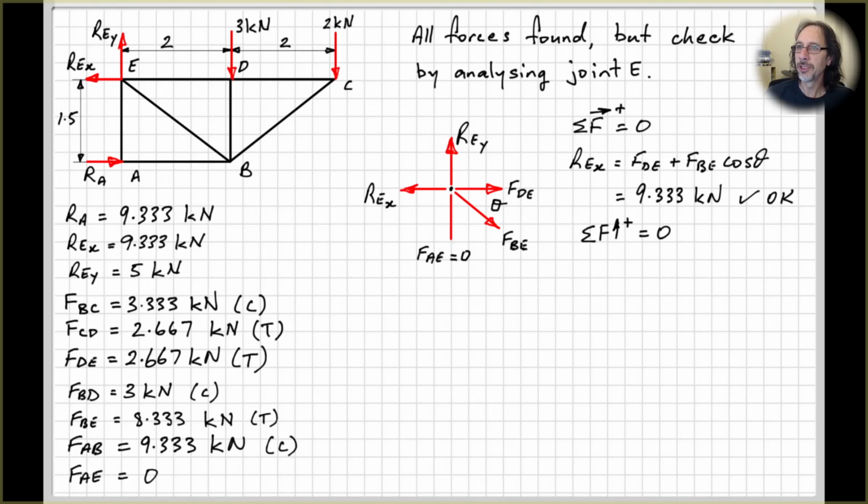Then the sum of the forces in the vertical direction equals 0. We have REY equal to FBE sine theta, remembering that we found FAE to be equal to 0. Does that check out with what we had before? So REY from our rigid body equilibrium of the entire truss is 5 kilonewtons. So we get that here in our check, so that's okay as well.